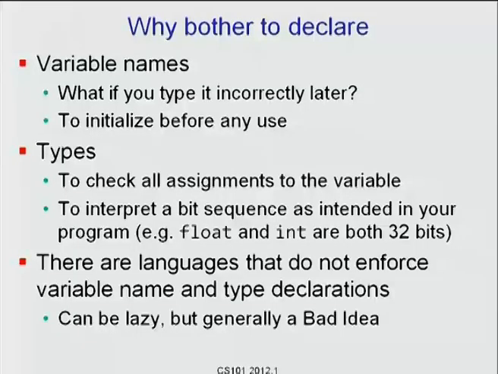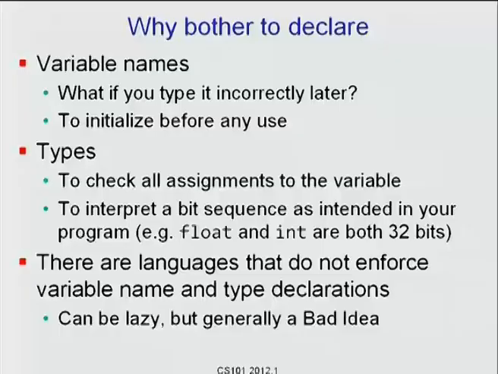Why do we need to declare that a variable belongs to a particular type? One important reason is that many assignments to that variable can be checked for safety. If I declare a variable a to be float, and then I say a equals hello world, that's clearly meaningless, and a compiler can catch it. Then the compiler also can interpret the bit sequence representing that variable as intended in your program.